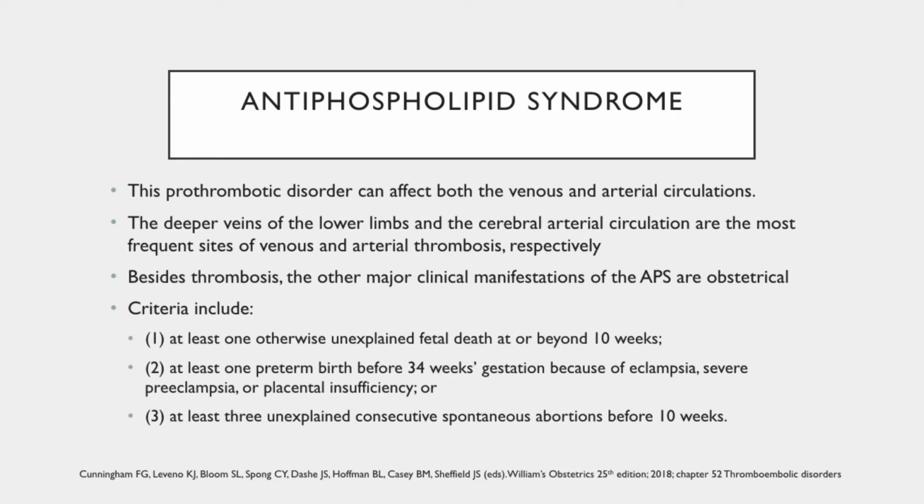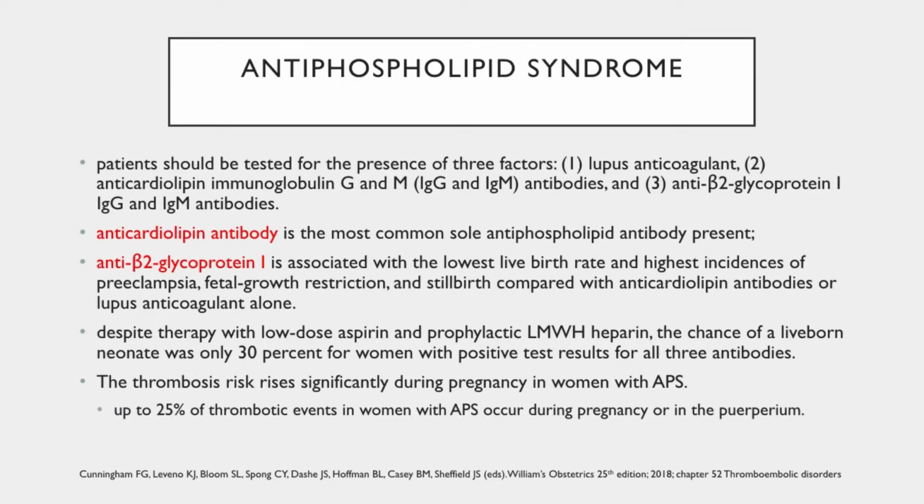The criteria to diagnose APAS include at least one otherwise unexplained fetal death at or beyond 10 weeks, at least one preterm birth before 34 weeks gestation because of eclampsia, severe preeclampsia, or placental insufficiency, or at least 3 unexplained consecutive spontaneous abortions before 10 weeks. Patients should be tested for the presence of three factors, and these are lupus anticoagulant, anticardiolipin IgG and IgM antibodies, and anti-beta-2 glycoprotein 1 IgG and IgM antibodies.